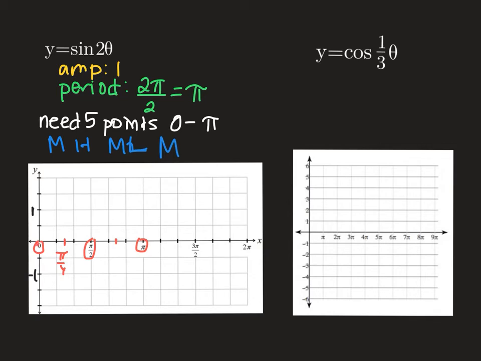Middle at 0, 0. High at pi over 4, 1. Middle, pi over 2, 0. And then low, 3 pi over 4, -1. Middle, back at pi. And when I sketch this smooth curve and I go through these points, there's my sine function. So what you can see here is that the period, the amount of time it takes to go through one of those cycles, is just pi units.